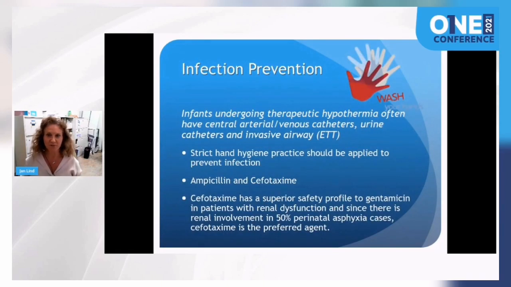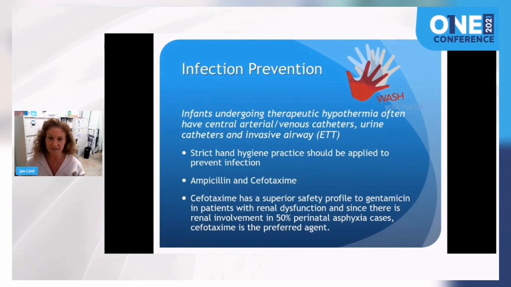Infection prevention, of course, is important for all of our babies. Most of our HIE cases are not related to sepsis, but all of our babies diagnosed with HIE and managed at our centers usually have at least a partial septic workup and receive empiric antibiotics for early onset sepsis for about 48 hours. A lot of these babies will have a central line in, maybe even a Foley catheter, and possibly an invasive airway. So we want to protect them from all of that and prevent the risk of infection.